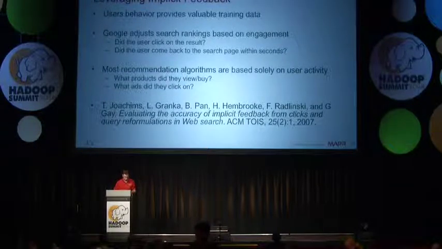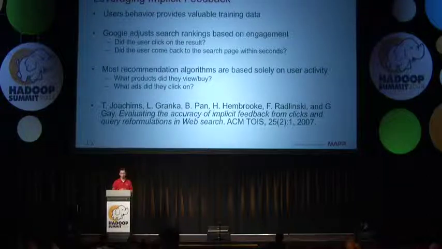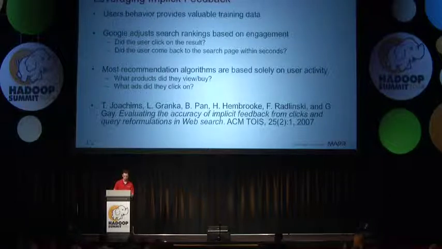But being able to leverage the implicit feedback, what people actually do rather than what they tell us, really turns out to be the major interesting source for that. If you think about what the Google search engine result page does, it actually adjusts the rankings based on user engagement, on what you do there. And most of these recommendation algorithms are mainly based on that user activity. So, what kind of products someone bought, or music listened to, or what ads they clicked on.